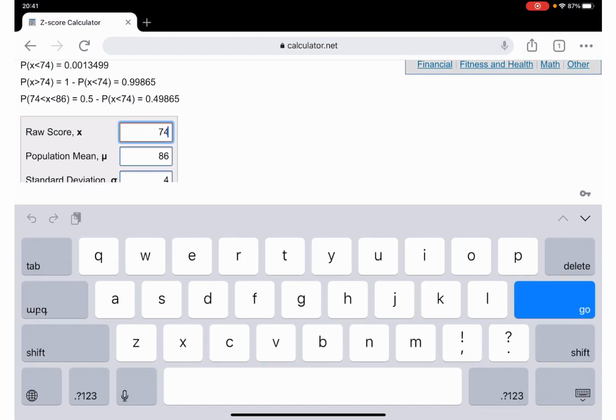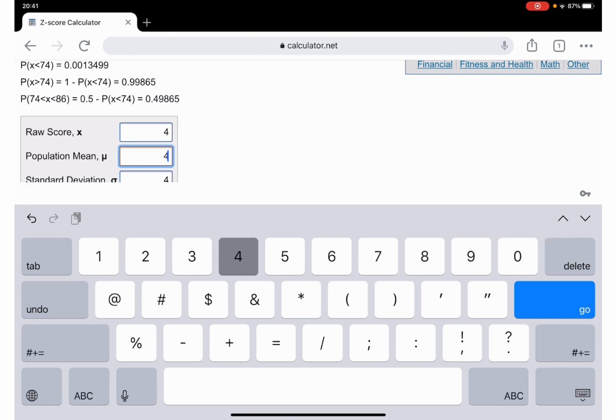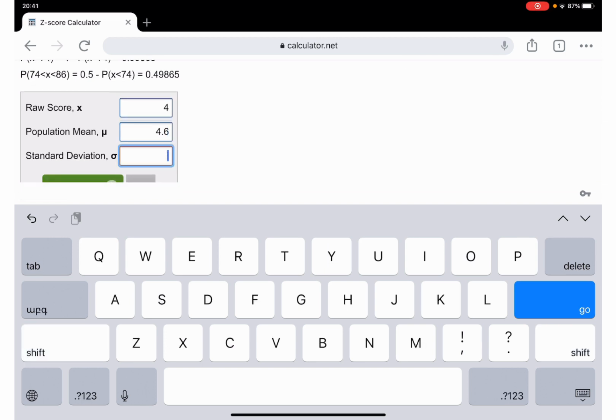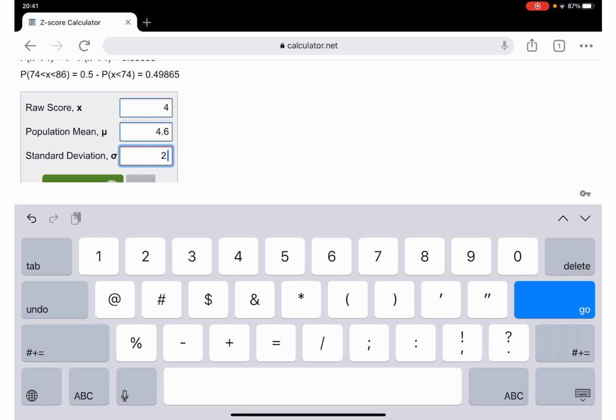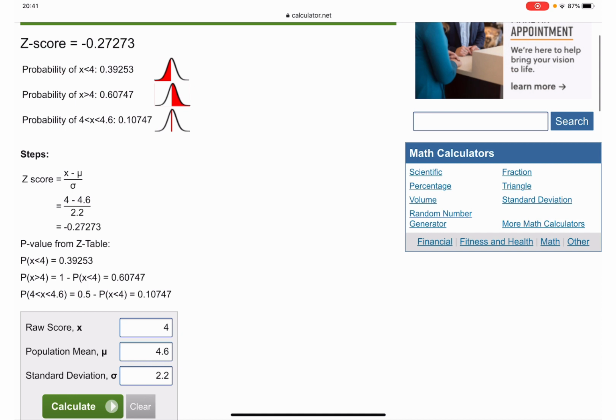So it's going to be 4. Mean is going to be 4.5, and standard deviation is going to be 2.2. So we need less than 4. For less than 4, we're going to have 0.3925.